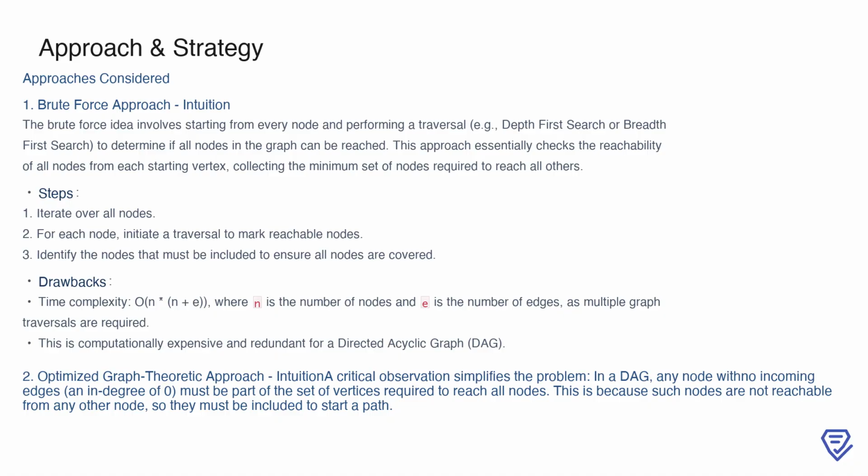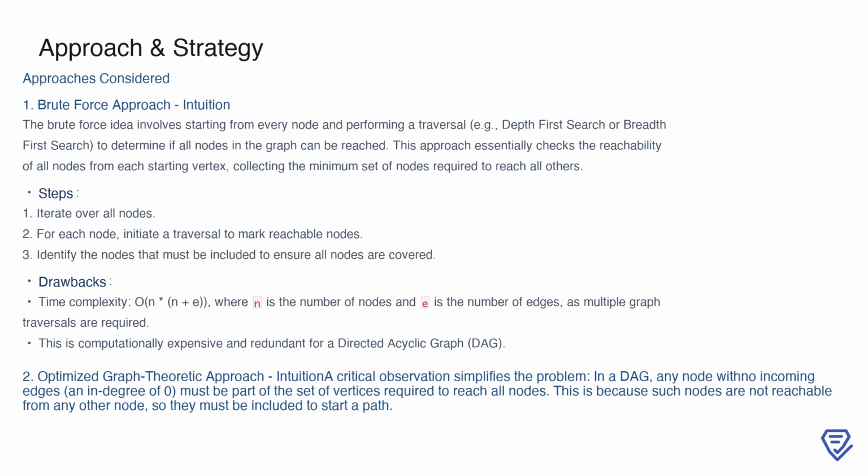To solve the problem of finding the minimum number of vertices to reach all nodes in a directed acyclic graph, DAG, we first consider a brute force approach. The intuition here is straightforward. For every node, we perform a traversal like depth first search or breadth first search to determine which nodes can be reached starting from that vertex. By iterating through all nodes and marking their reachability, we can identify the minimal set of starting nodes required to reach every other node in the graph.